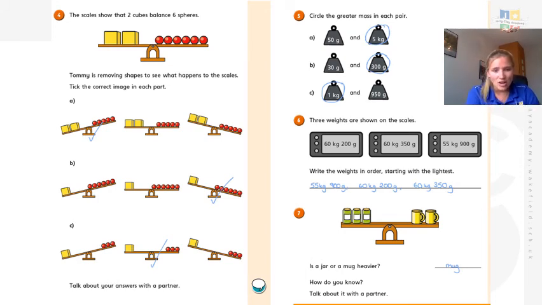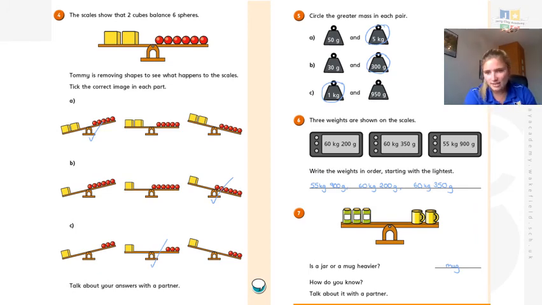And part C, we can see that if 6 spheres is equal to 2 cubes, then 1 sphere is going to be equal to 3 cubes, and because it is half, it's not going to be unbalanced, it's going to balance. For part 5, circle the greater mass.